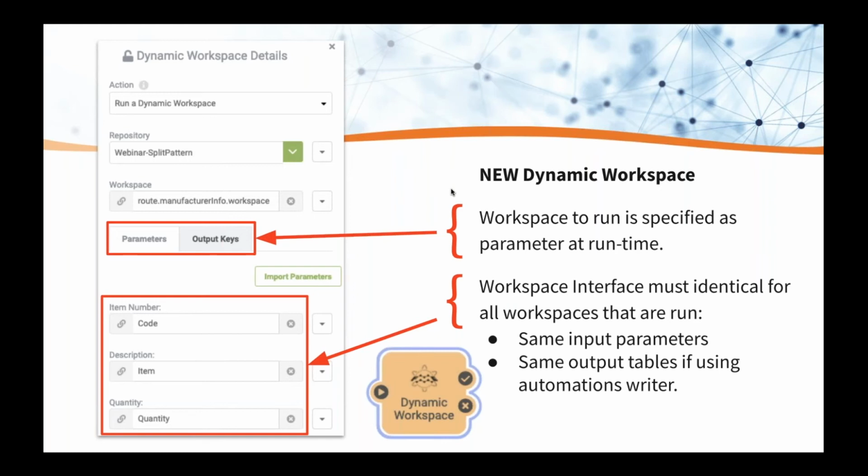Basically, what this does is on the dynamic workspace, you can see the workspace to run is specified at runtime, and the key thing is that the workspace interface must be identical for all workspaces on the input and the output, because we're using one as a template. But then we're able to run any workspace we want. The criteria is, of course, the workspaces have to have the same input parameters and the same output parameters in order for the messages to be passed properly. But you'll see that in a minute.